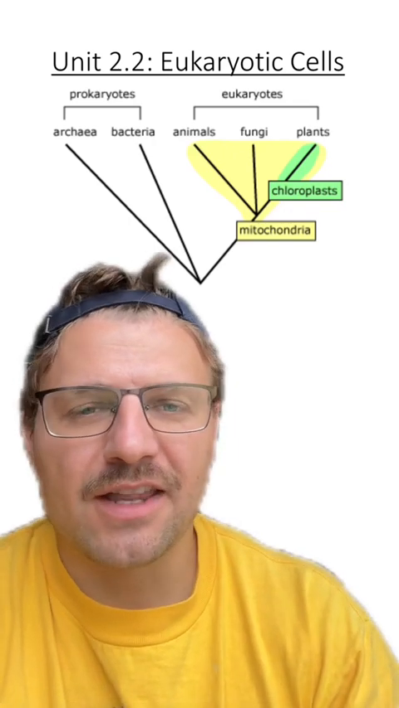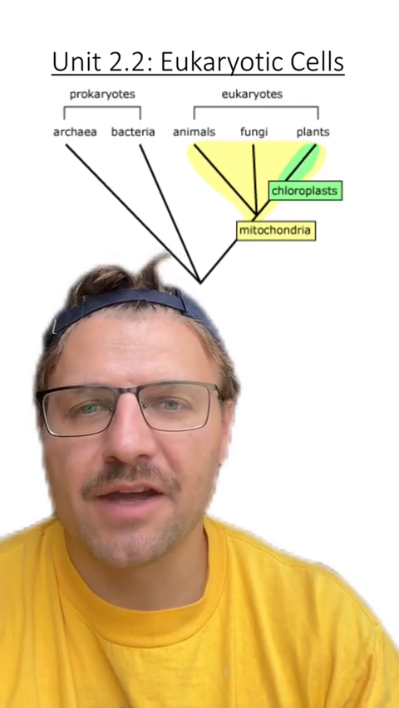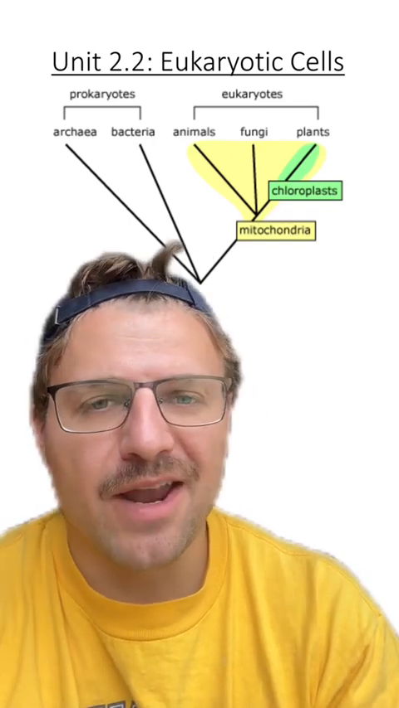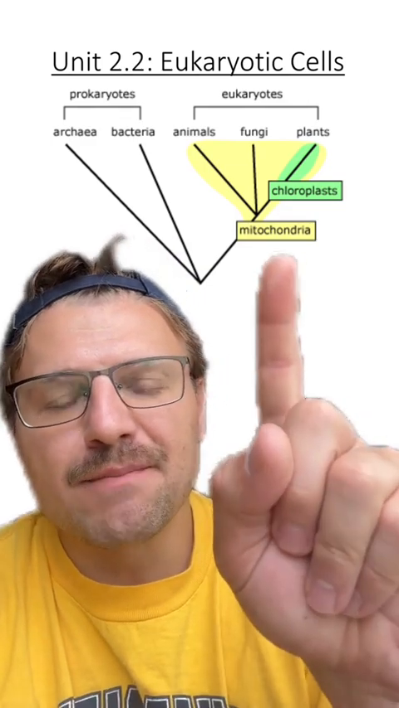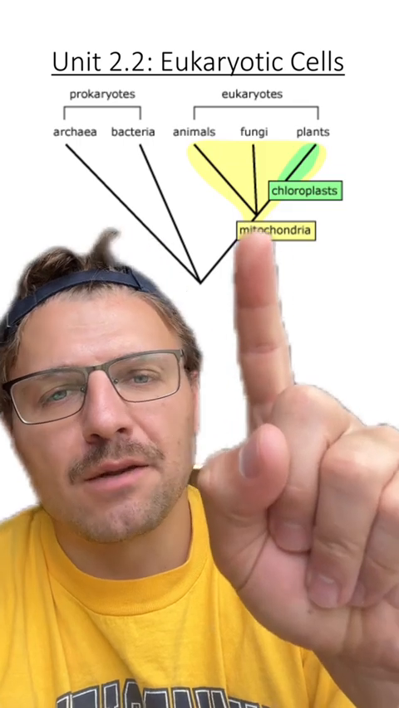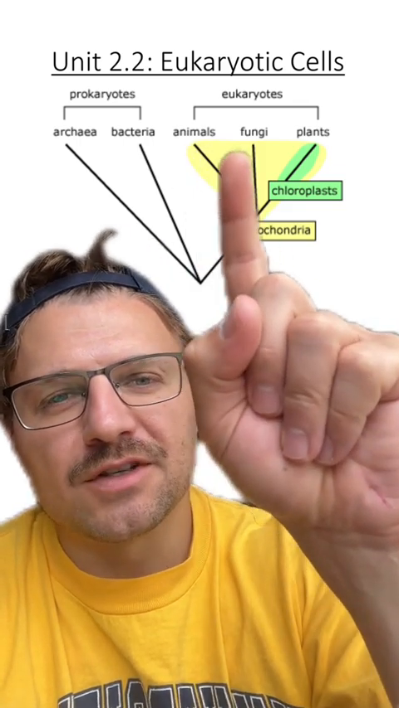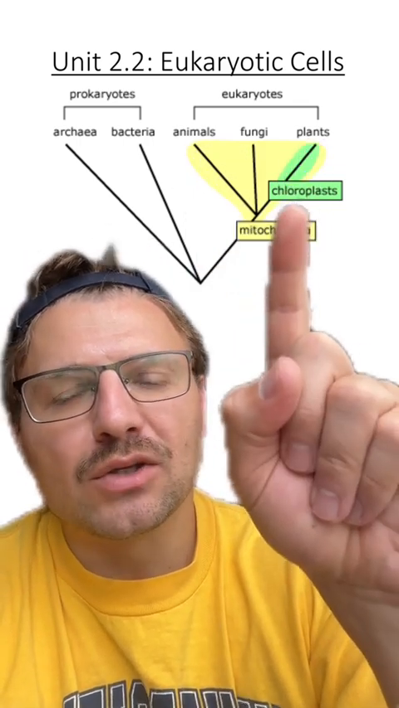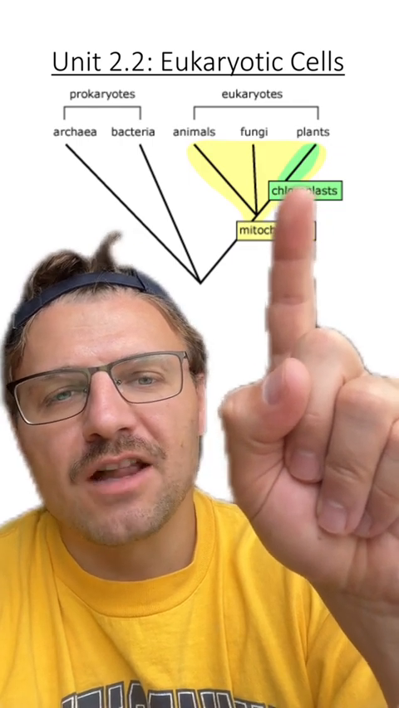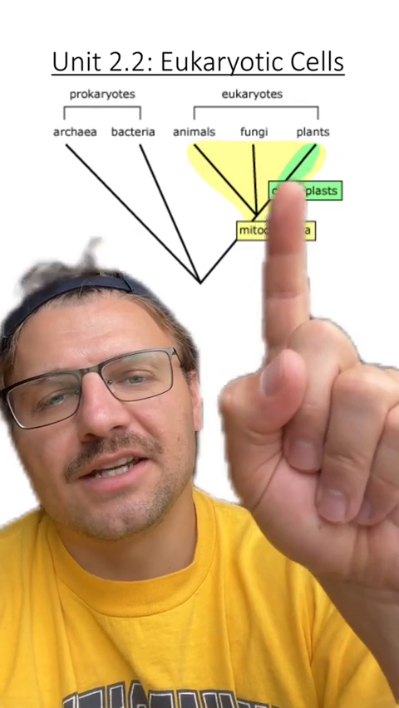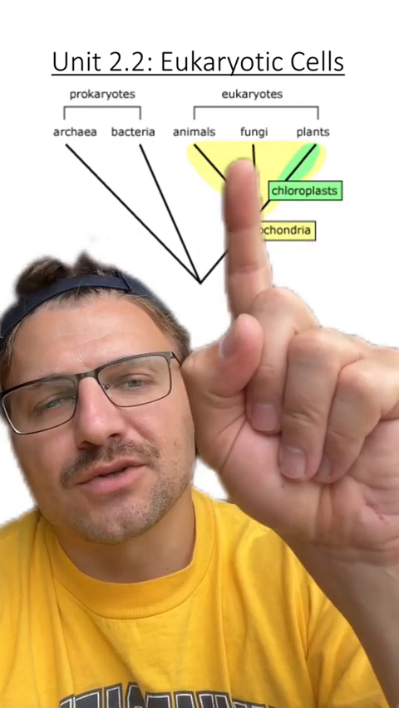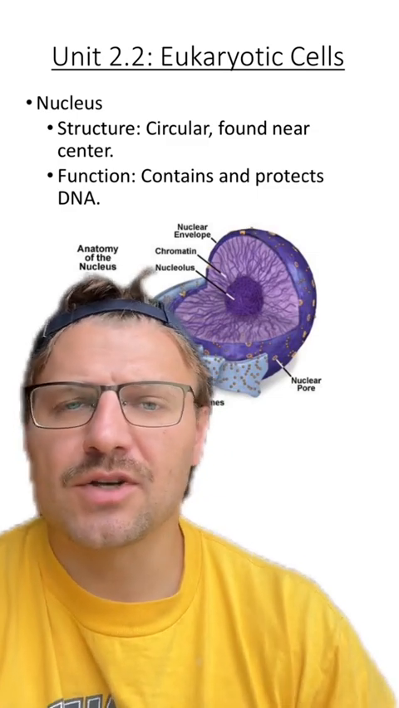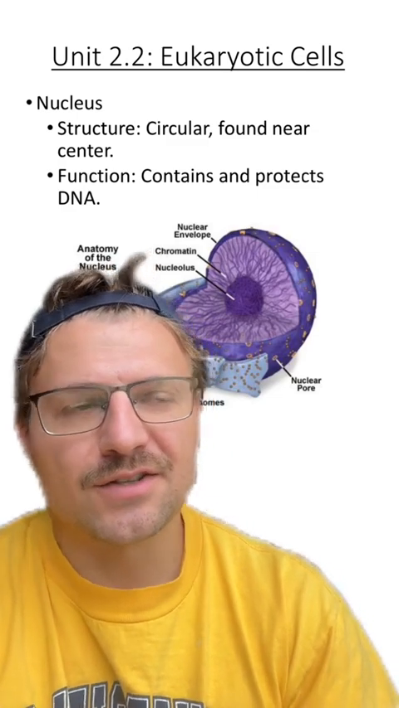I like showing this phylogenetic tree when talking about the endosymbiotic theory so we can see the time frame that these would have occurred. You can see that mitochondria would have been enveloped before the splitting of animals, fungi, and plants, but chloroplasts would have been enveloped only in the plant lineage since we don't see them in animals or fungi.